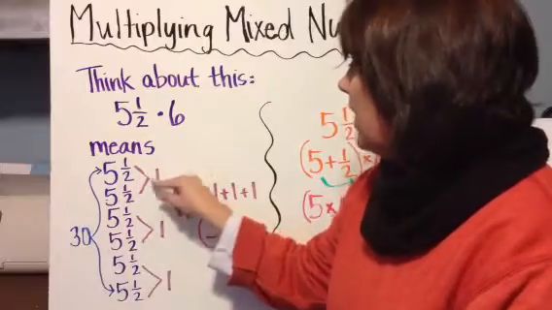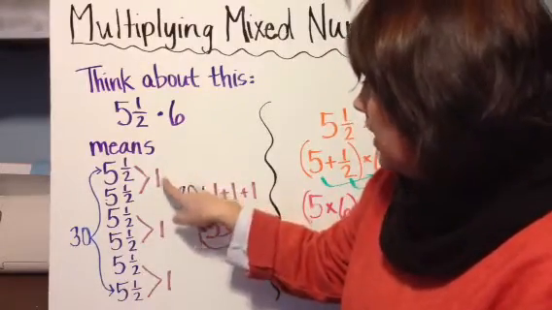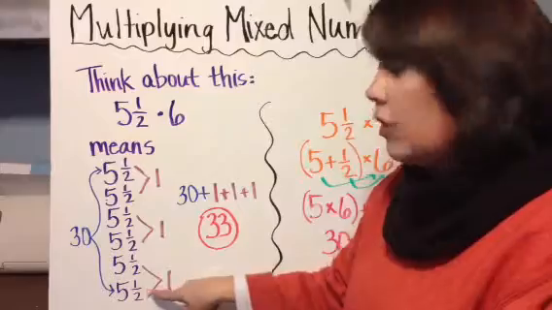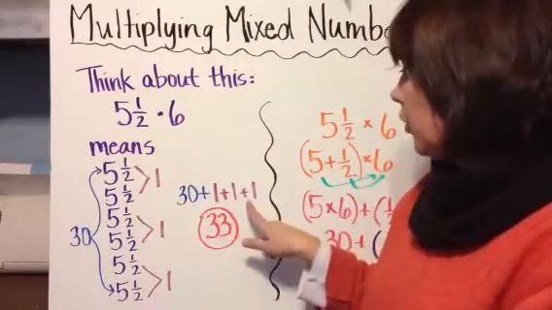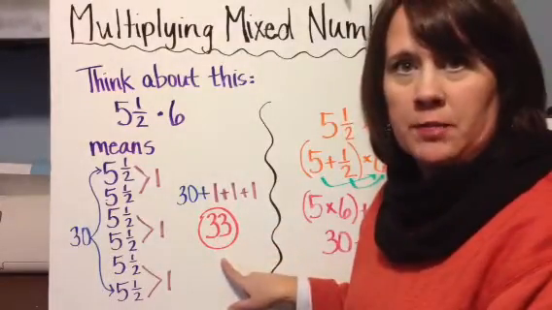And if I combine the halves, I have 1, 2, 3 more. So altogether, I have 33.